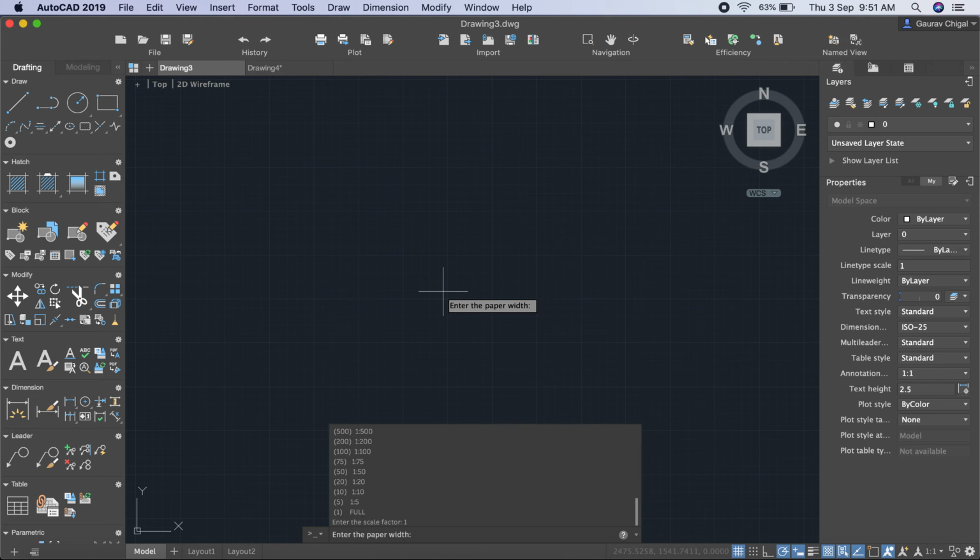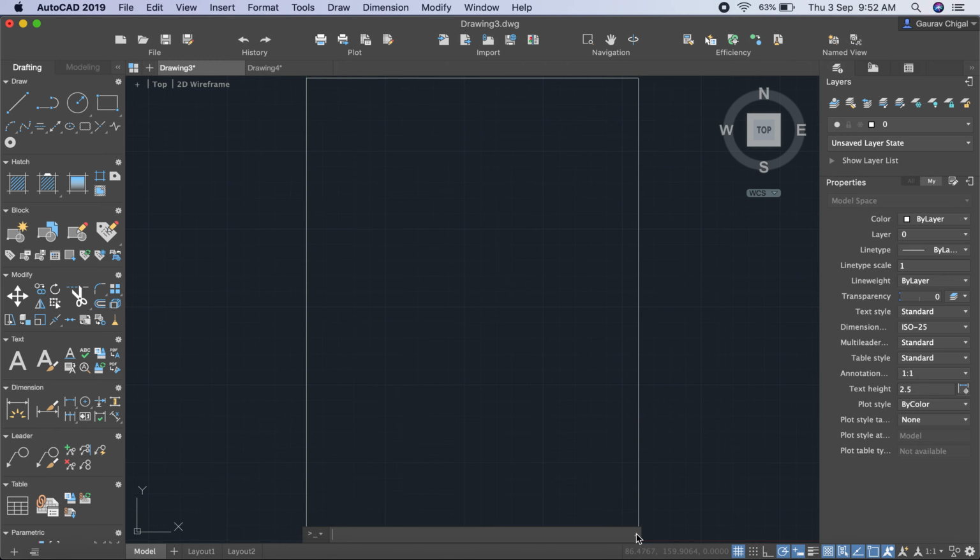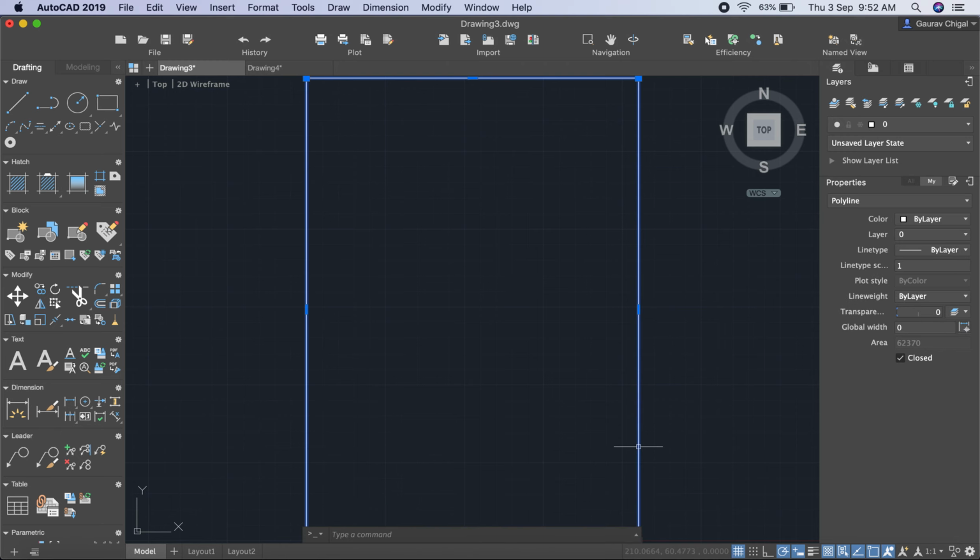Again the system asks me about the paper width. For A4 size the paper width is 210, enter. Then it asks me about the paper height. For A4 size it is 297, enter. Now your command is okay and it is applicable on your drawing sheet. Click escape to end the command, and you can select this and delete it.